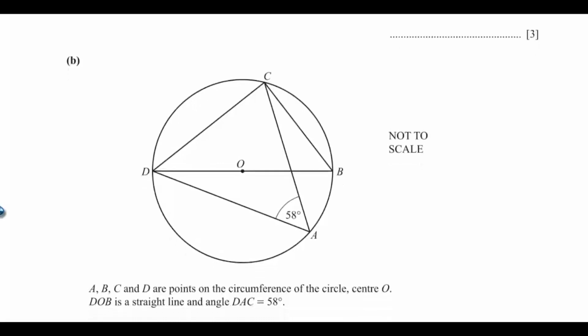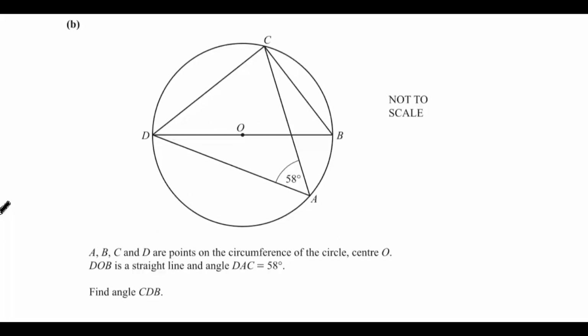So this is the question we want to solve. This is question 8B of paper 058041, May June 2018. A, B, C, and D are points on the circumference of the circle, center O.